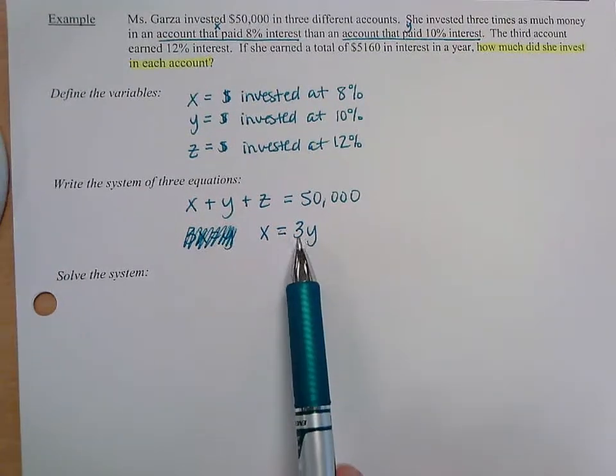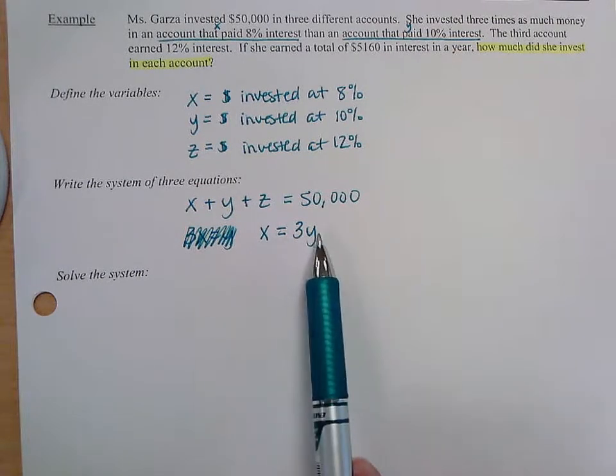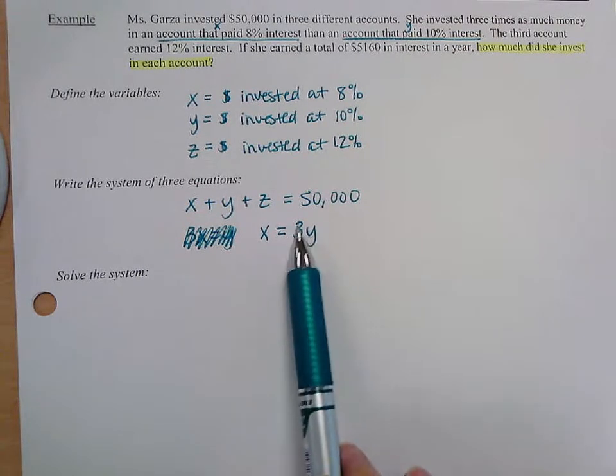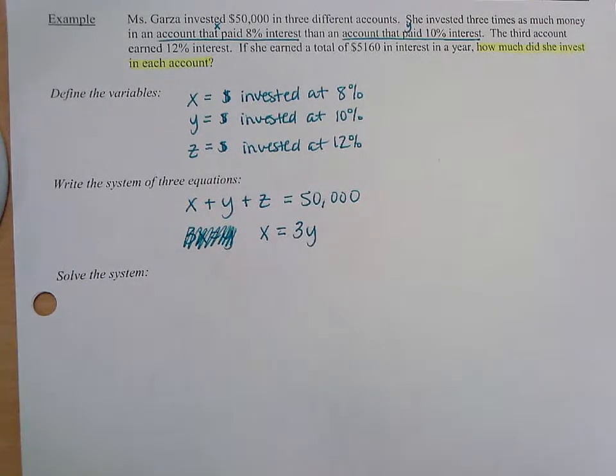So she invested 3 times as much money in X as Y. So she'd have to multiply her investment in Y by 3 to get what she invested in X. That one was one. And then the next sentence, the third account earned 12% interest.